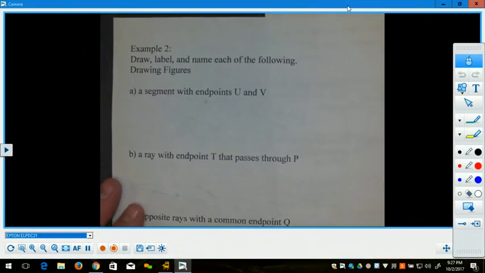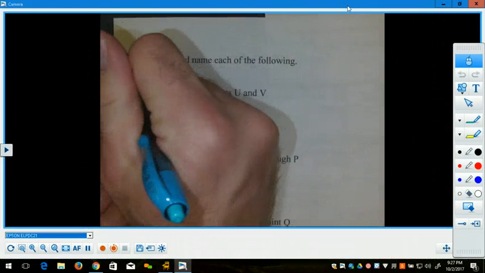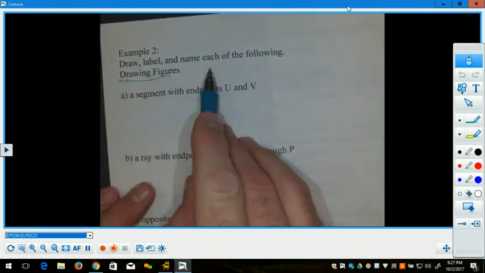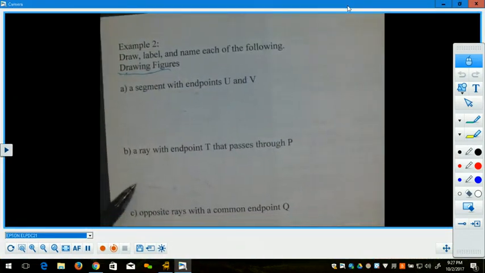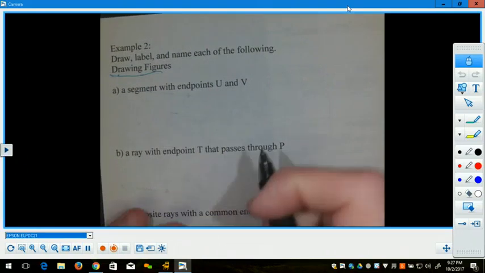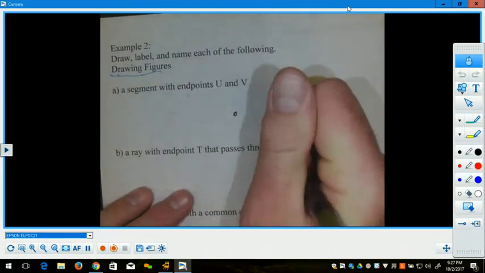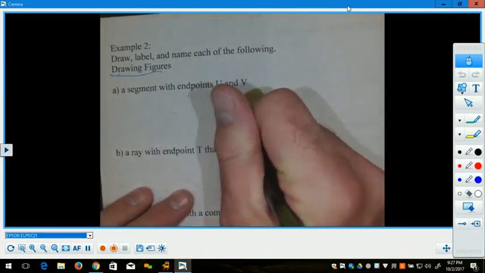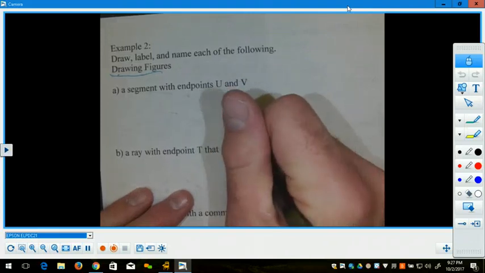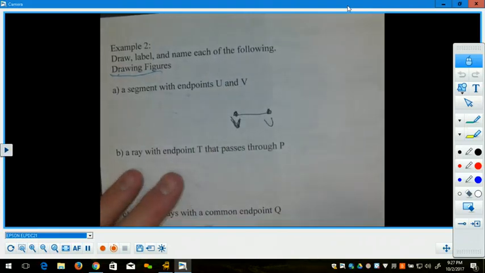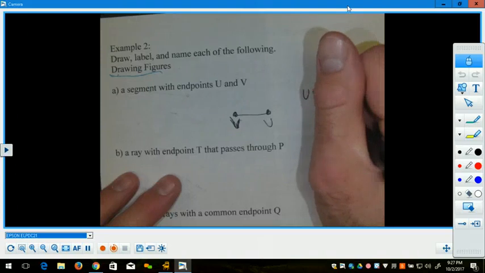So we're going to go through some of these example problems where we're drawing figures. We have to draw, label, and name each of the following. A segment with endpoints U and V. So I'm going to draw it, and it doesn't matter which order you have it in, U and V. This is segment UV.